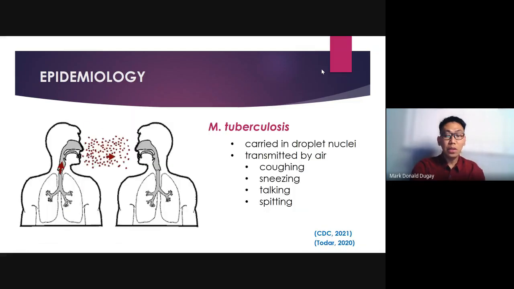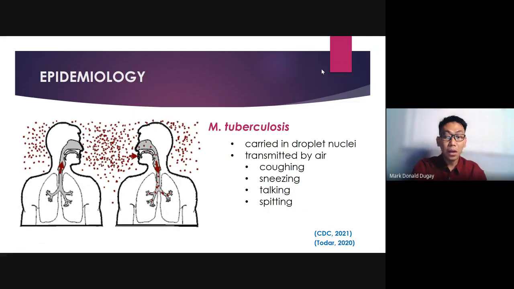M. tuberculosis bacteria are spread through the air from an infected person to another via droplet nuclei. They are transmitted by air in coughing, sneezing, talking, or spitting. These infectious airborne particles are inhaled and non-specifically taken up by alveolar macrophages, leading to tuberculosis when the immune system fails to combat the pathogens.